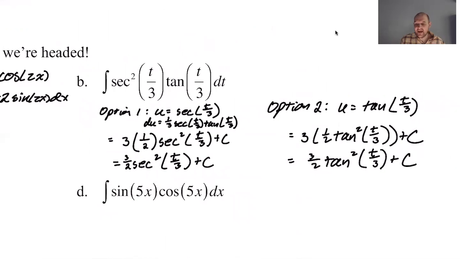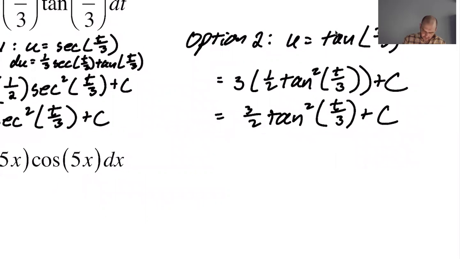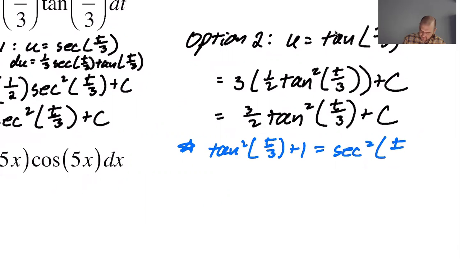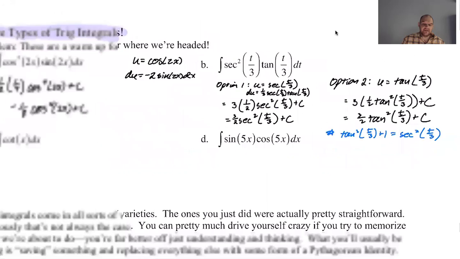Okay, so we get that. Now, why are these the same? These are the same because tangent squared of t over 3 plus 1 equals secant squared of t over 3. So you could replace secant squared with tan squared plus 1. Then you'll have 3/2 times 1, but 3/2 times 1 plus c is just a new c. So these are actually equivalent because of that Pythagorean identity.